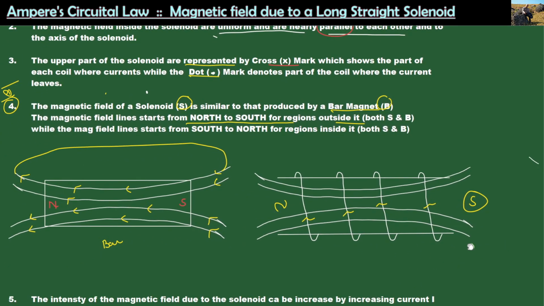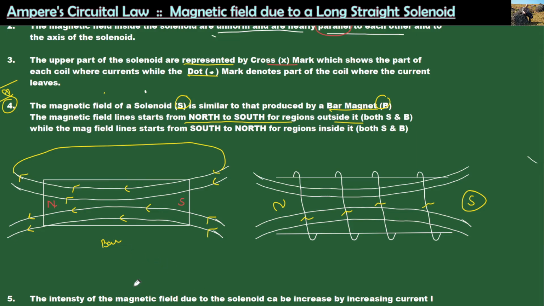Similar. But over here, this is a permanent magnet, whereas this solenoid will behave as what? This will behave as a temporary magnet. A temporary magnet by passing what? By passing current I, so you can produce a magnetic field.